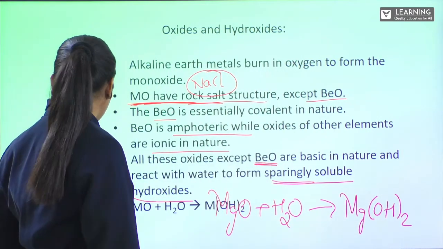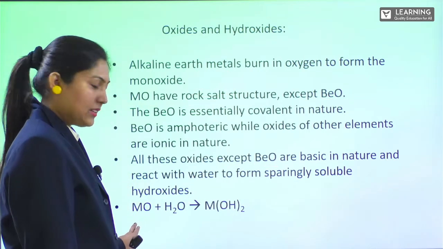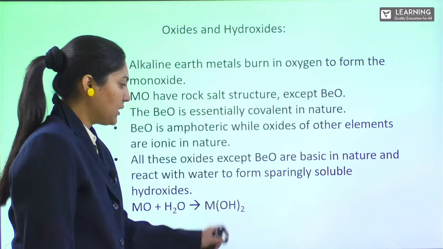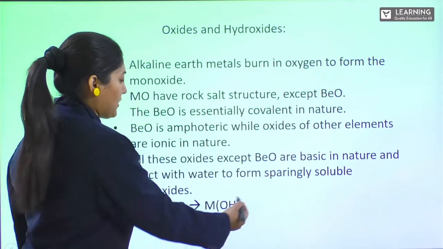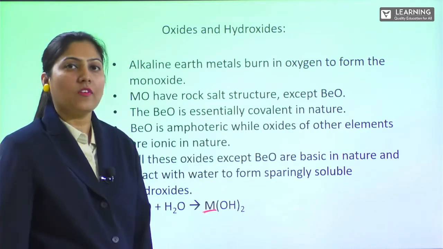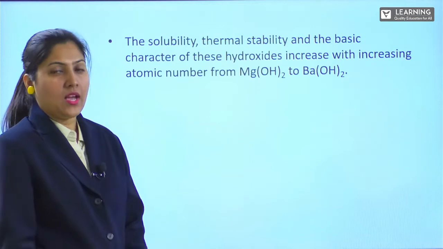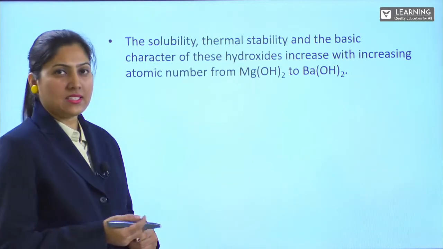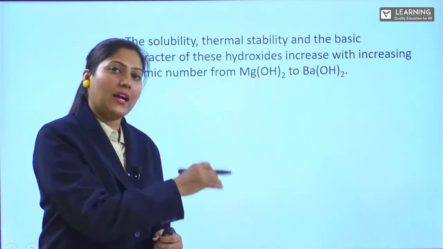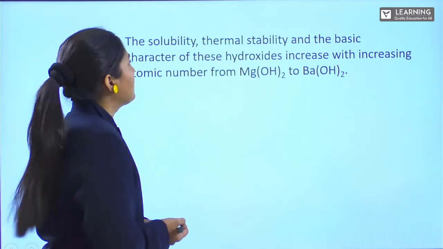We can see the general equation. The monoxide of alkaline earth metal reacts with water to give M(OH)2. You can take any element of alkaline earth metals other than beryllium. Next, solubility. How are they soluble? I just said that if we add monoxides into the water, they form hydroxides which are sparingly soluble, right? So we'll just study about this.